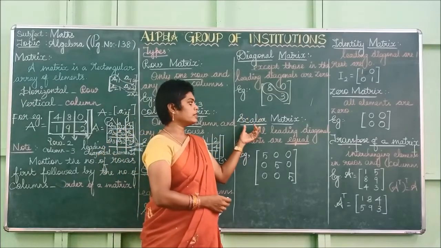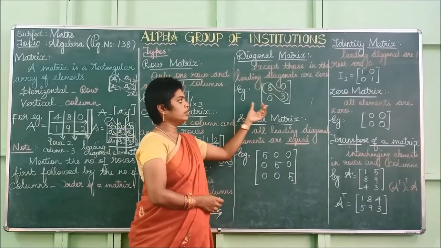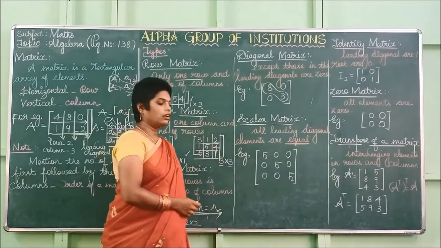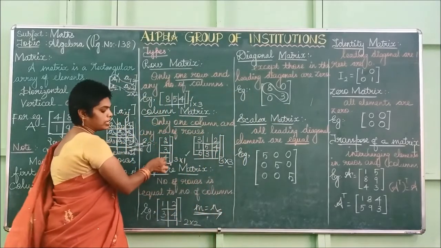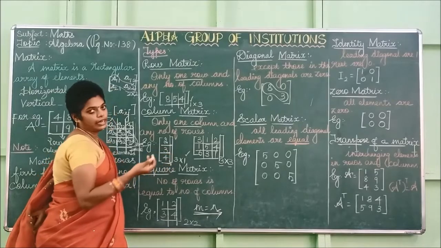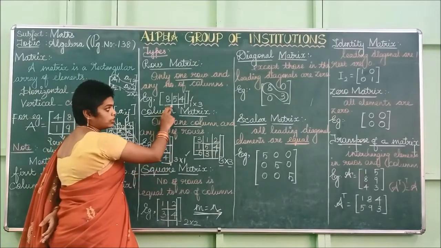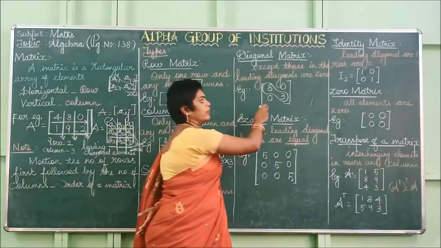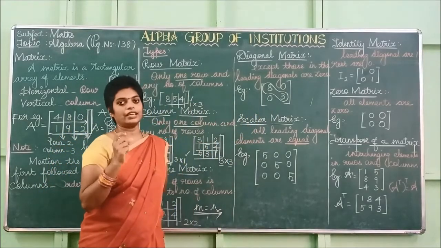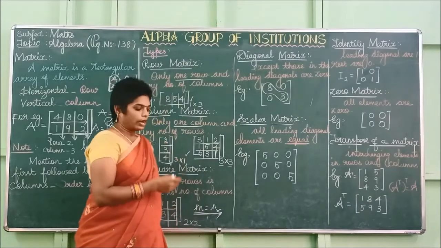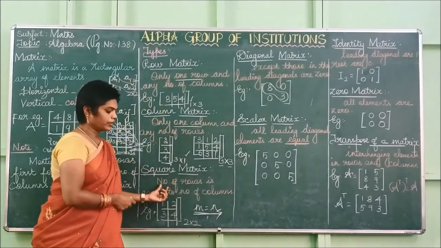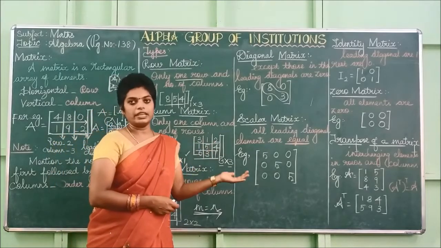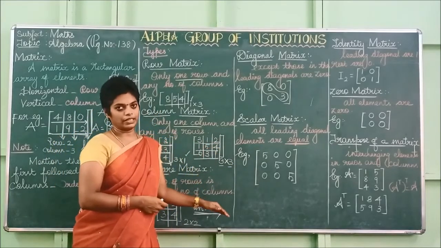Then similar to this is the scalar matrix. This is only for square matrices. We cannot do this for a normal matrix. If you consider this matrix, there are no leading diagonal elements. Here also there are no leading diagonal elements. If you want to find the leading diagonal elements, you must take a square matrix, where the number of rows is equal to the number of columns.